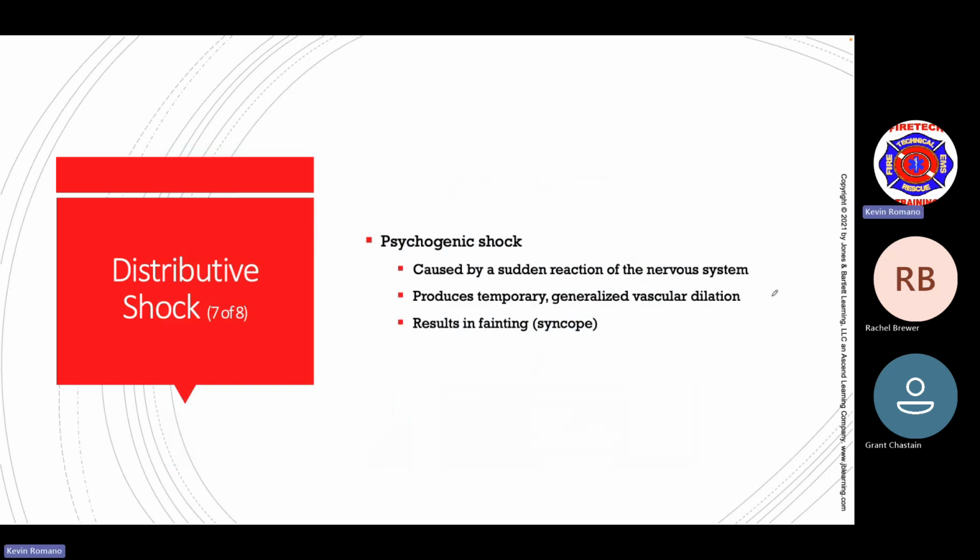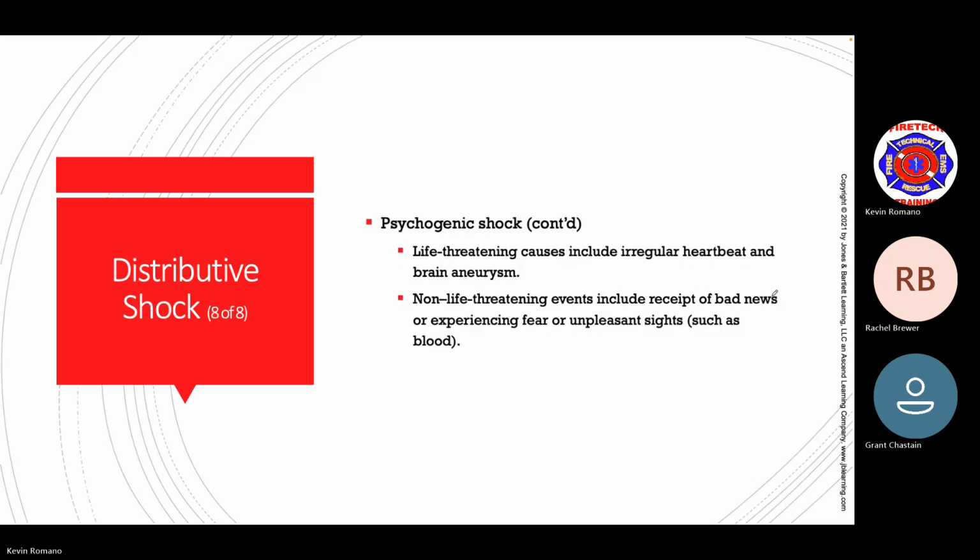Psychogenic shock. A patient in psychogenic shock has had a sudden reaction of the nervous system that produces a temporary generalized vasodilation, resulting in syncope. This can be life-threatening. Causes include irregular heartbeat and brain aneurysm. Not life-threatening would include receiving bad news or experiencing a fear of an unpleasant sight, such as blood. People pass out in the dentist's office. It's usually psychogenic shock.